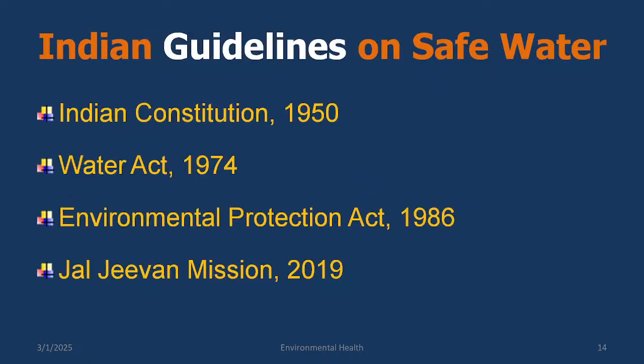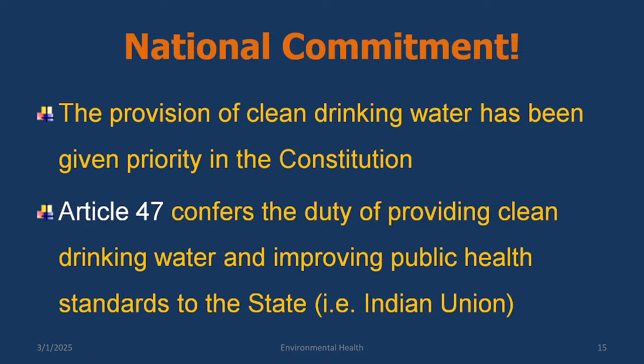Okay. If we talk of guidelines, there are at least 4 important documents where guidelines can be found. Of course, our Indian Constitution, there is a Water Act, there is the Environmental Protection Act, and the guidelines of Jal Jeevan Mission, which is the most recent government document. As per the Indian Constitution, Article 47, it's a duty or responsibility of the state, meaning the nation, to provide clean drinking water. Plain and simple. It's uncharacteristic about water. It's not so clear about many other things, which are simply written as health: health should be made better. But for water, it's very clear.